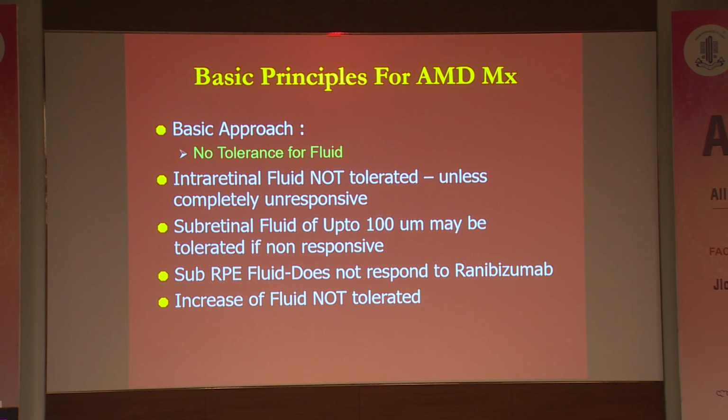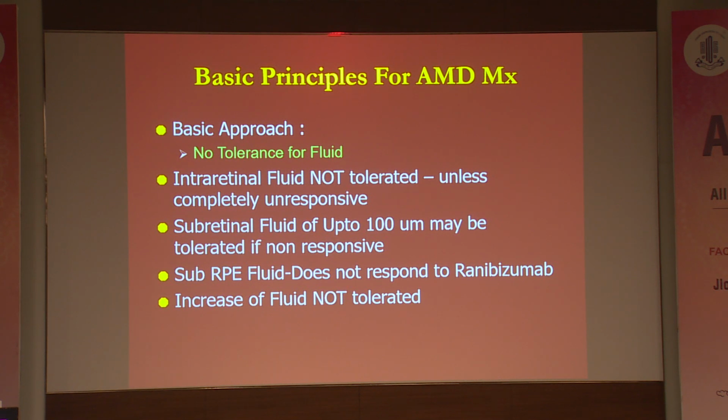Sub-RPE fluid does not go away with ranibizumab. It does not go away in many patients on aflibercept. It has better results with brolucizumab, but I don't run after sub-RPE fluid. It does not change visual outcomes. As of now, if somebody tells you, let's give brolucizumab because we'll make that multi-layered RPE go away, somebody has something else he's talking about. He's not talking about medicine. So please do not go after that multi-layered RPD. It will not go away.